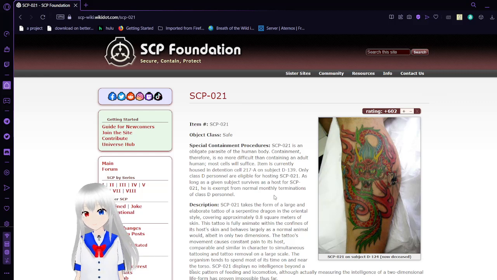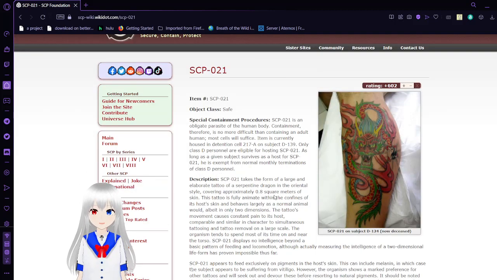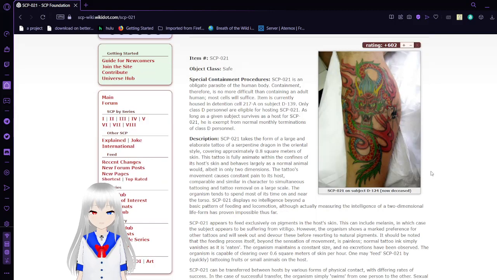SCP-21, skin worm, and they spelled it like a dragon, not like those things that you find on sidewalks sometimes. SCP item number SCP-21, object class safe, special containment procedures.